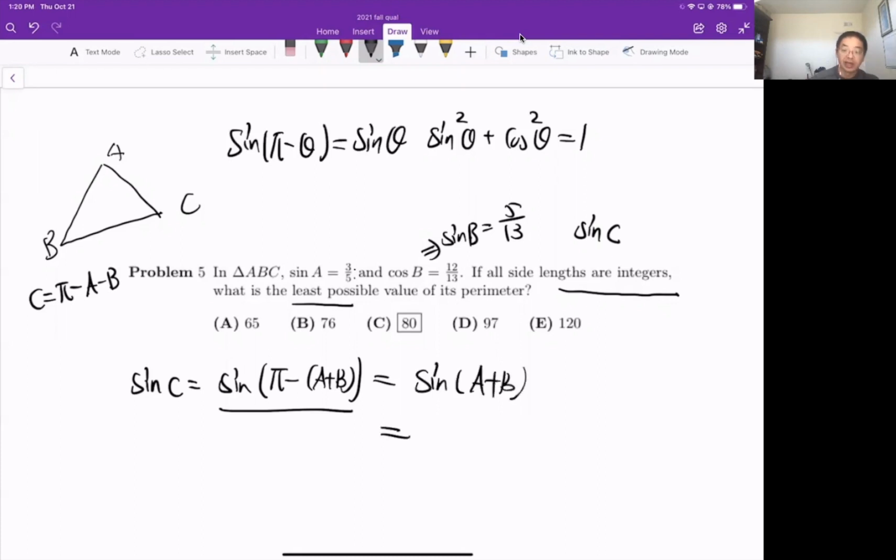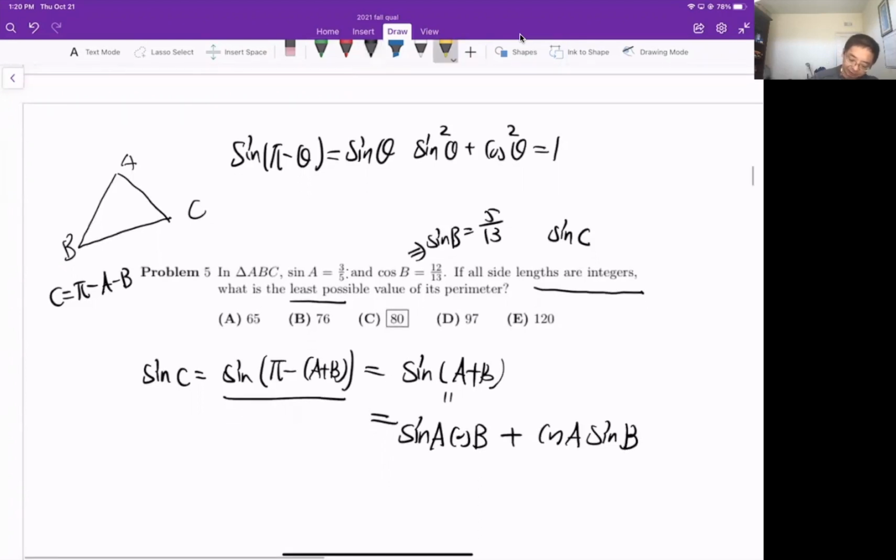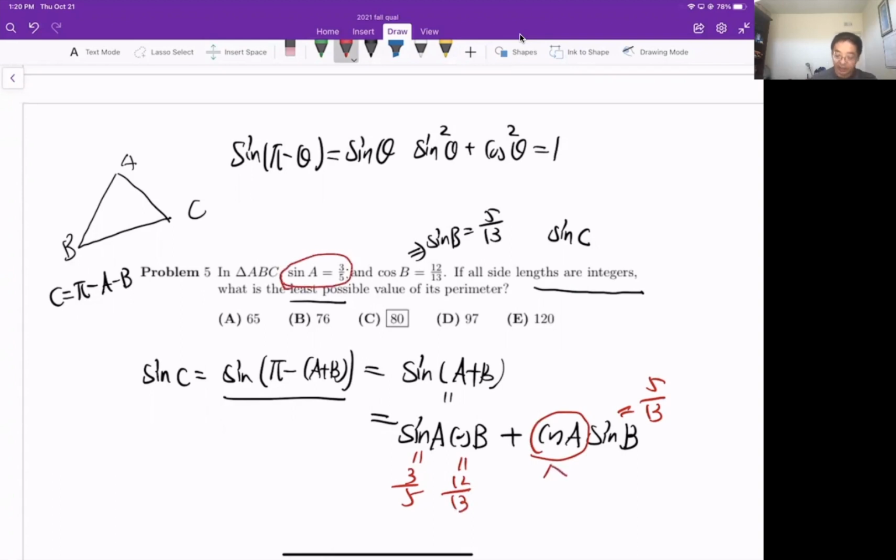Now we use the sum formula, right? Sine (A plus B) equals, so let's recall this, sine A times cosine B plus cosine A times sine B. All right, let's see what do we have. We have sine B, this is 5/13. This one is 3/5. This one is 12/13. And what we don't know is cosine A. Okay, but we have sine A equals 3/5, and we can get cosine A.